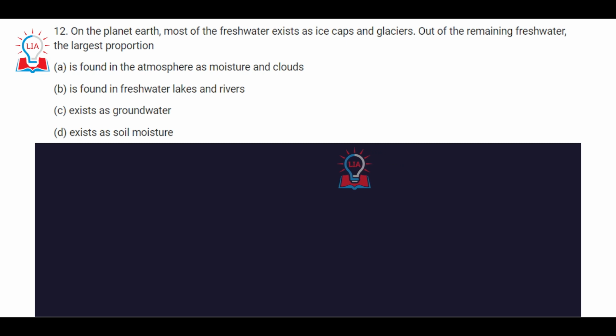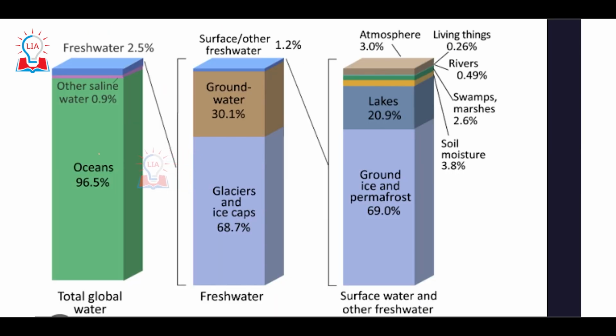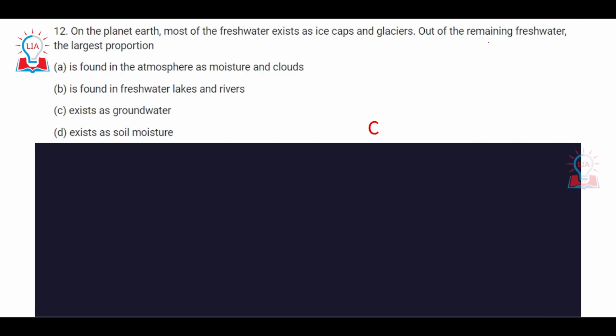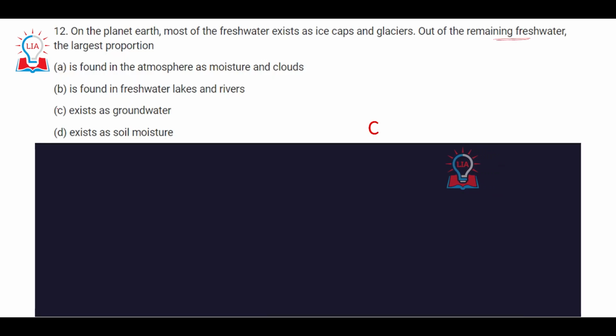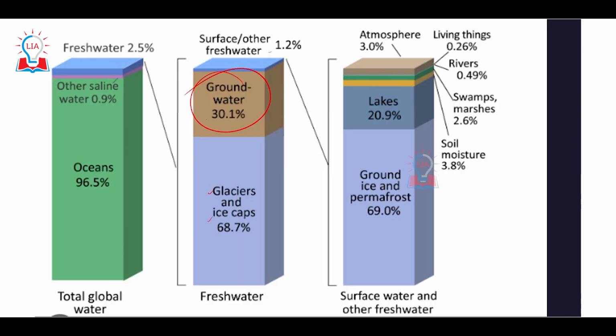That is why it is very important that you at least go through the past 10 years' question papers of the UPSC Prelims examination, because the concepts that have been asked are continuously being repeated almost every 2-3 years. If you take a look at the distribution of water on the earth, obviously the largest amount of water is found in the ocean. Apart from that, if we talk about fresh water, almost 70% of the fresh water on the earth is locked in the form of glaciers and ice caps. 30% is groundwater, and then about 1.2% is surface water. So it is asking where is the largest source of fresh water apart from ice caps and glaciers. The correct answer obviously will be groundwater, which holds 30% of the fresh water. So the correct answer here is C, exists as groundwater.